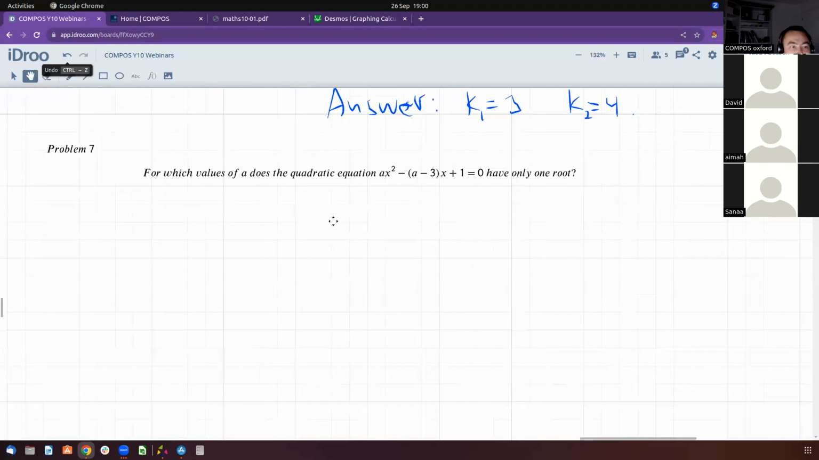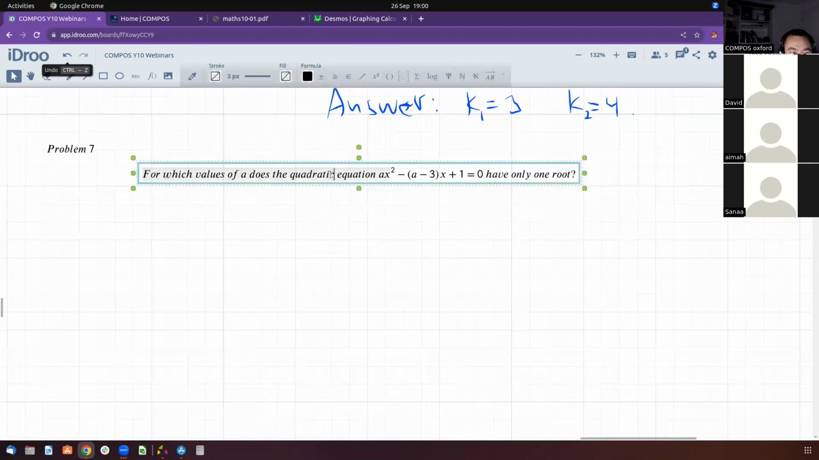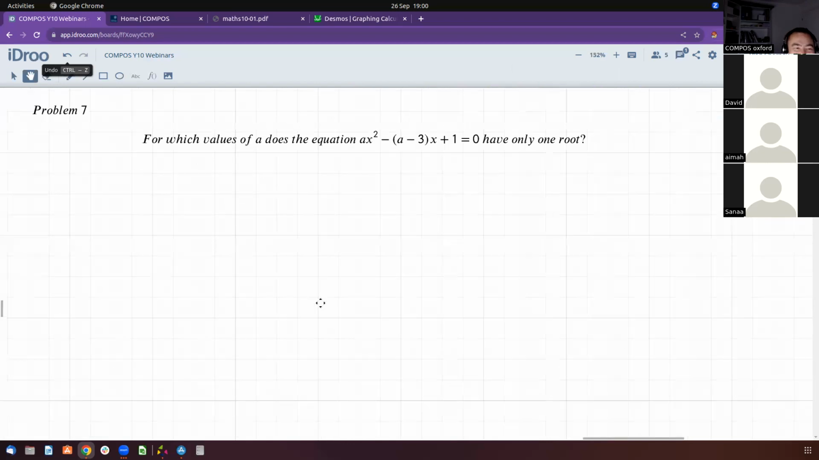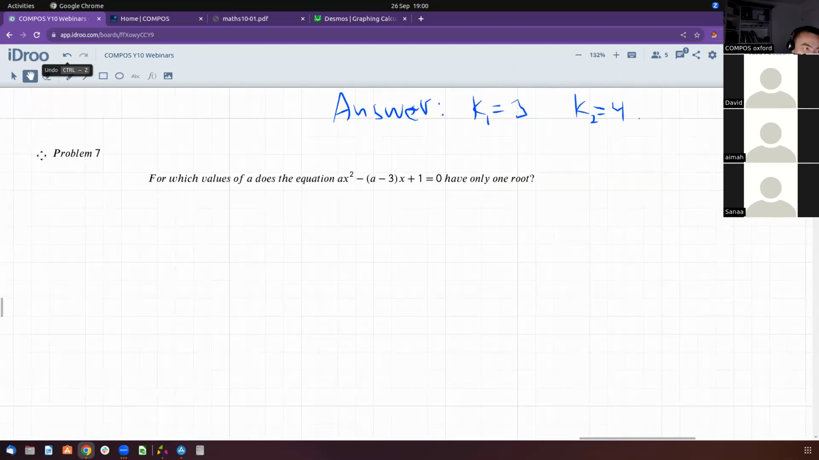Problem 7. For which values of a does the equation, it shouldn't have this word, does the equation have only one root? Right. So I'll explain to you why I removed that word, why I can't say quadratic equation. Basically, the equation has only one root if the discriminant is equal to 0. If the discriminant is 0, we have one real root.